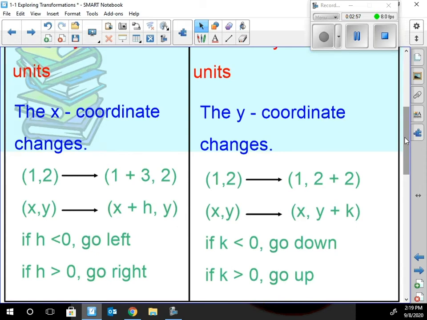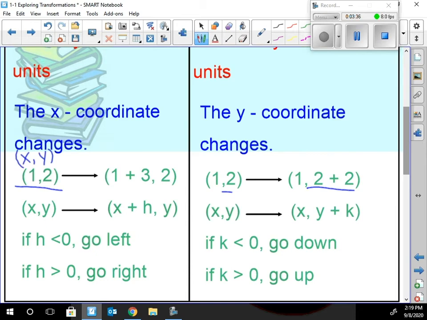As I look at my x-coordinate changes, if I start with the point 1, 2, the x-coordinate is the first one. I'm sure you've learned that by now. The y-coordinate is the second one. This is translating our x-coordinate, so we know that it is a horizontal translation. If we look over here, it's our y-coordinate that's changing, which tells us that it's a vertical translation.